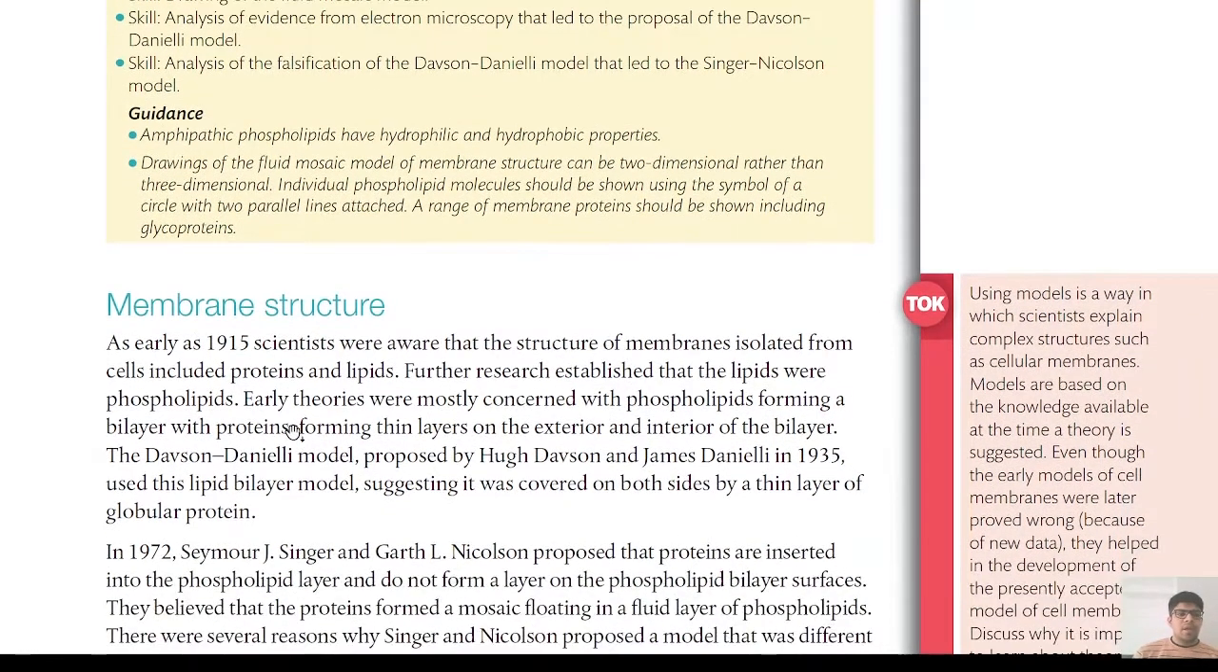So, membrane structure. As early as 1915, scientists were aware that the structure of the membrane isolated from a cell included proteins and lipids. Further research established that the lipids were phospholipids, and early theories were mostly concerned with the phospholipids forming a bilayer with the proteins forming thin layers on the exterior and interior of the bilayer. The Davson-Danielli model, proposed by Hugh Davson and James Danielli in 1935, used this lipid bilayer model, suggesting it was covered on both sides by a thin layer of globular protein.